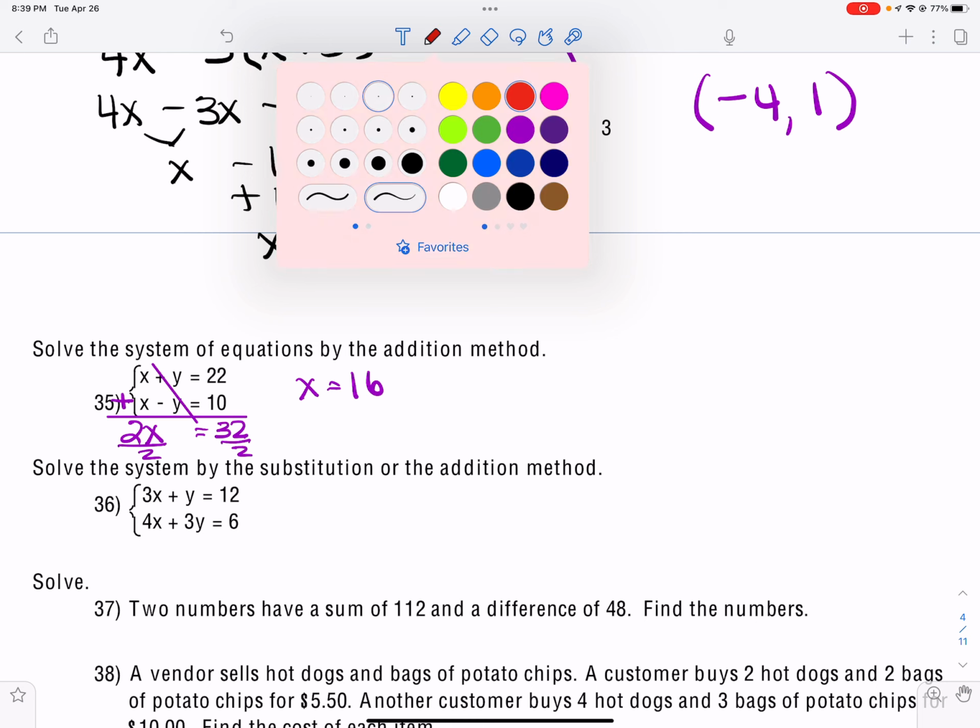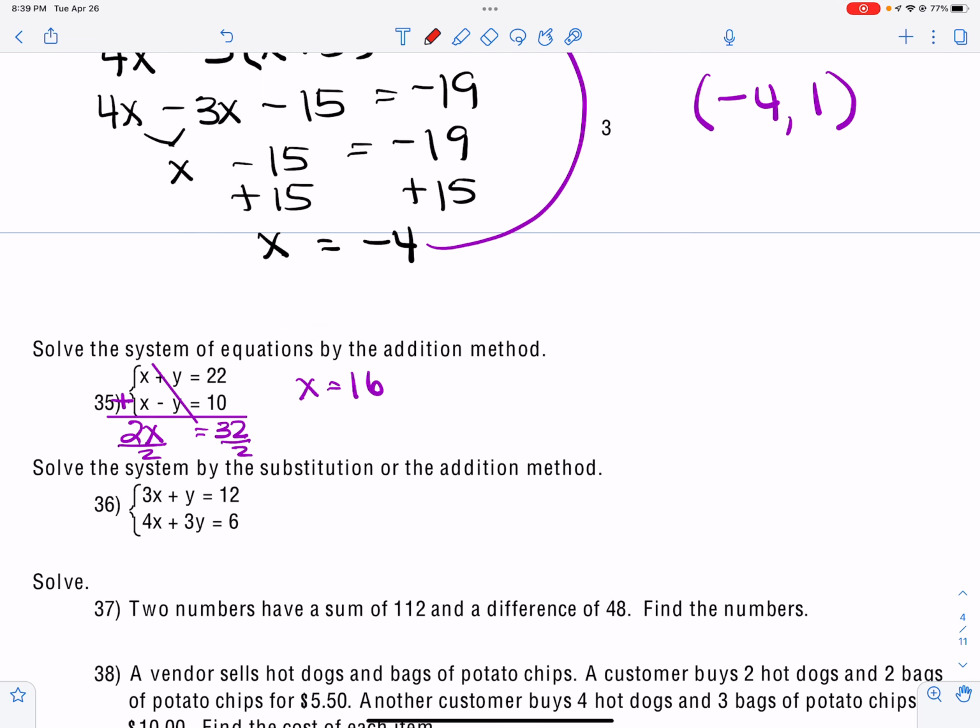And then I do have to substitute, and so I'm just going to plug it into this first equation. 16 plus y is equal to 22, and so I'm going to subtract, and so y is 6. So we write our ordered pair of 16 and 6.